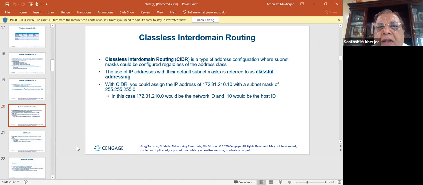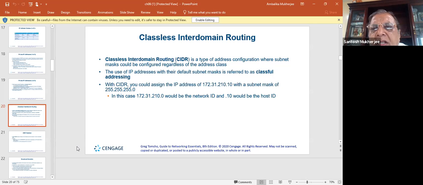Classless interdomain routing, CIDR, is a type of address configuration where the subnet mask could be configured regardless of the address class. Whatever the address class you have, you can basically configure the subnet mask. The use of IP addresses with the default subnet mask is referred to as classful addressing.